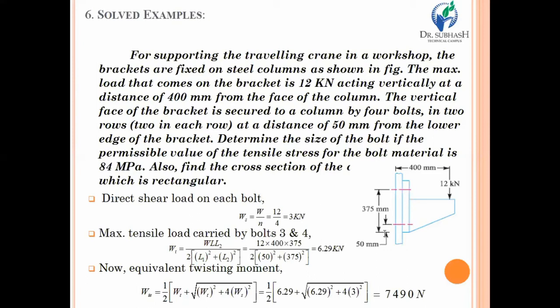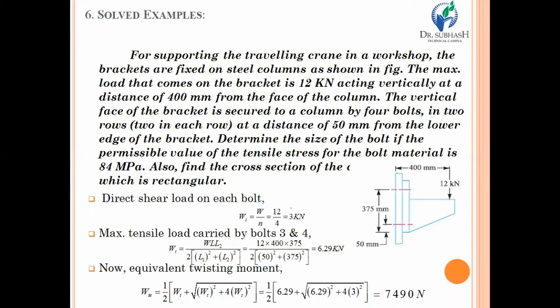You have also been given the permissible tensile stress for the bolt material, that is 80 megapascal. And by using that relation, you need to calculate the cross-sectional diameter and core diameter. So this is the example and its data. Let's solve and calculate the core diameter. First of all, we adopt the same theory as in previous cases. Over here too, you have to first calculate the direct shear load on each bolt, and it becomes capital W upon N. So it will give 3 kilonewton, that is the direct shear load.